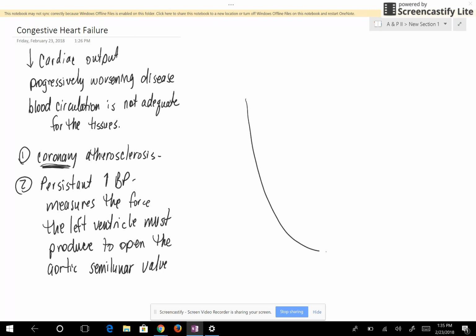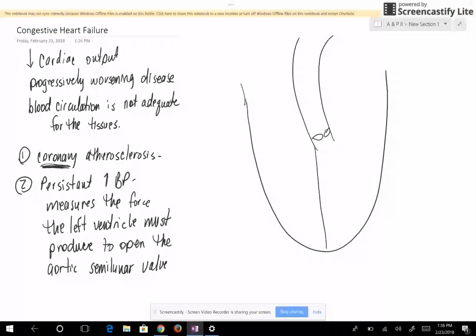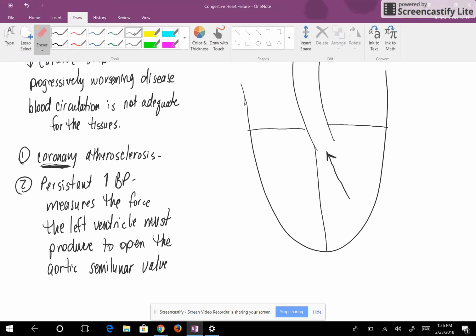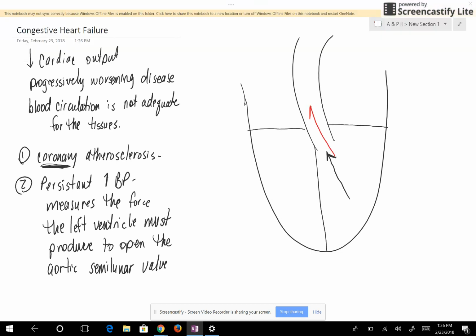So let's look at, here's our ventricle here. This is both ventricles. And we're going to have this right here be our aorta. This would be the semilunar valve. The left ventricle here is going to have to pump the blood or contract, so that it will increase the force enough to open up the semilunar valves. And the semilunar valves will allow the blood to pass from the ventricle into the aorta.